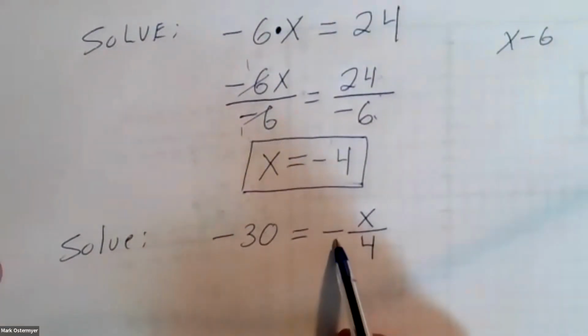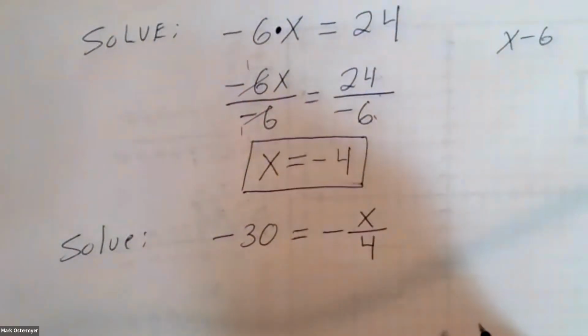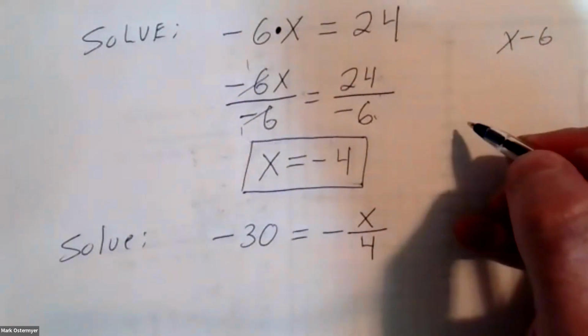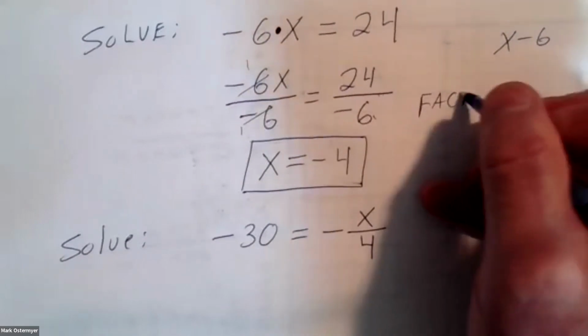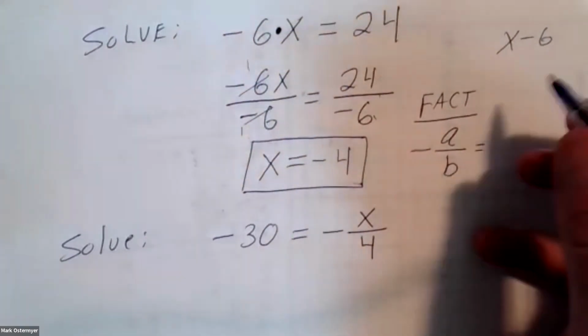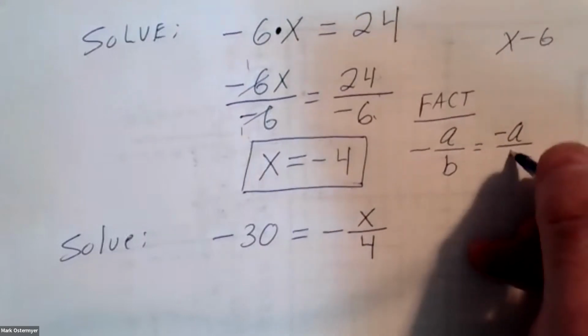I see a negative sign in front of this fraction X over 4, and we're kind of mystified as to what to do here. Well, it's a well-known fact in mathematics, ladies and gentlemen, that when you have a negative fraction, it does not matter where you attach the negative sign. You're still going to have the same number.